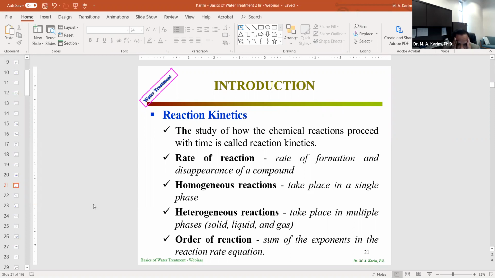Homogeneous reactions take place in a single phase. Single phase means that if you do the reaction, whatever amount needs to be converted, they will convert from the whole reactant to the product. Heterogeneous means they take place in multiple phases, solid, liquid, and gas, three different phases. Order of reaction is the sum of the exponents in the reaction rate equation. So it could be 1, 2, 3, 4, whatever the reaction rate.